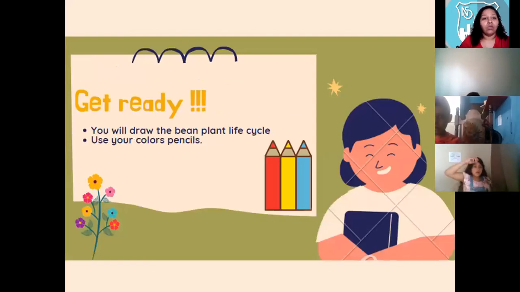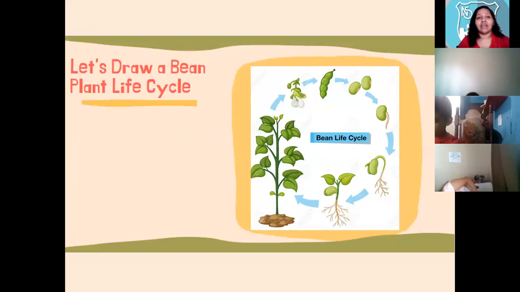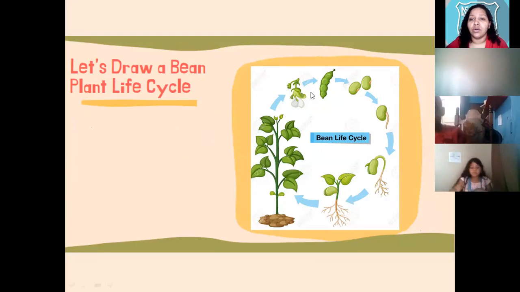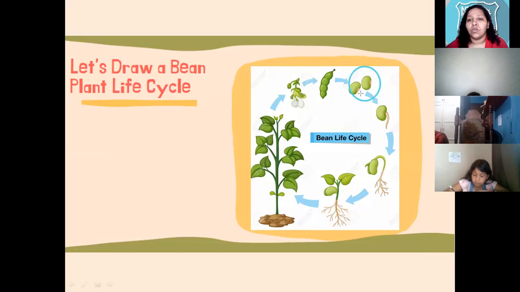So I will ask you, we're gonna draw, so get ready to use your color pencils. I will ask you to draw a bean plant cycle. Remember that I just told you that this goes over and over again. So we start like here, okay? I'm going to point out where we start. This is the first part of the cycle. They are dormant, they are seeds like this. And here is when we start with these little beans.